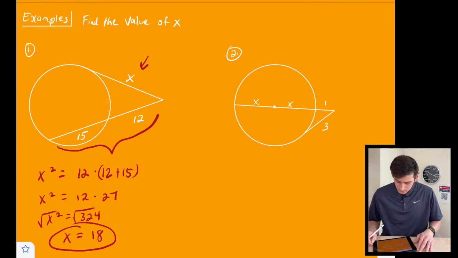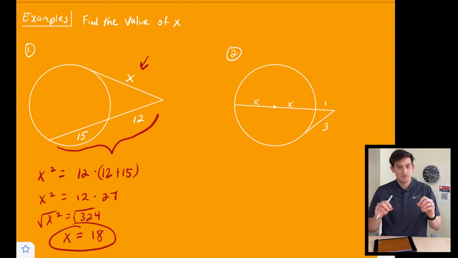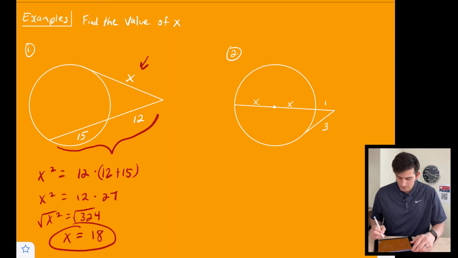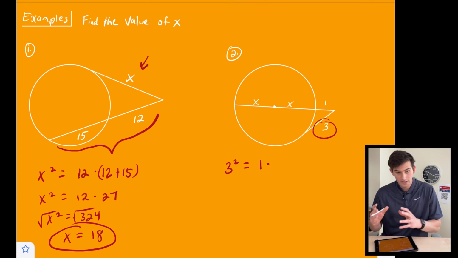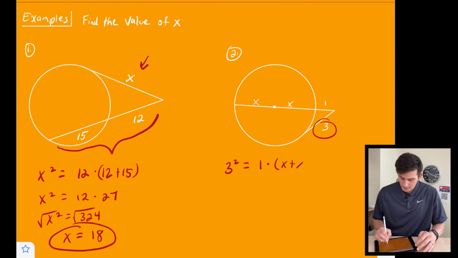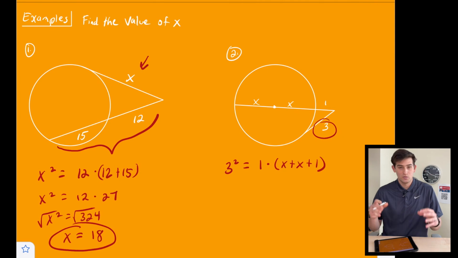All right. Number 2, we have a diameter that is going through the middle of our circle, and we've split that up into the 2 radii. So x is equal to the radius here. So essentially that's what we're finding, what's the radius of this circle. We have our tangent segment here, so we can say 3 squared is equal to, and now we're going to multiply 1, because that's our external segment, times x plus x plus 1, because that would be our entire secant segment. It's split up into 3 pieces there.